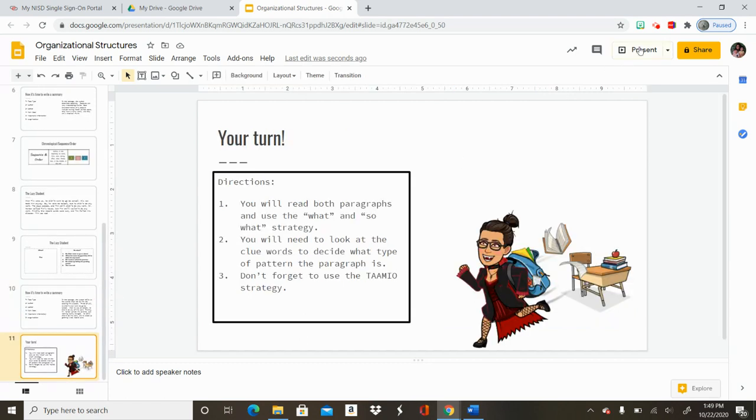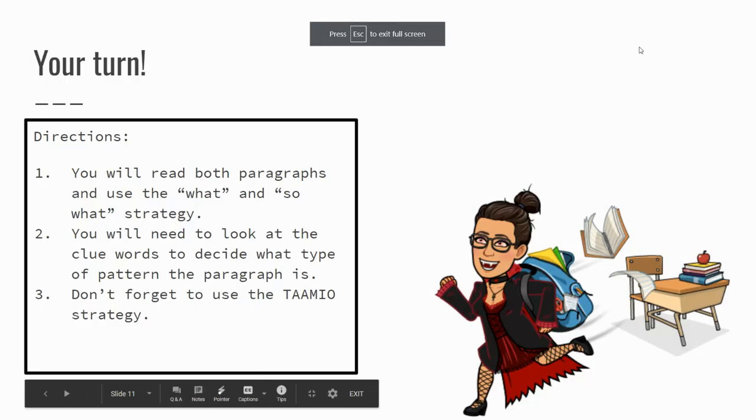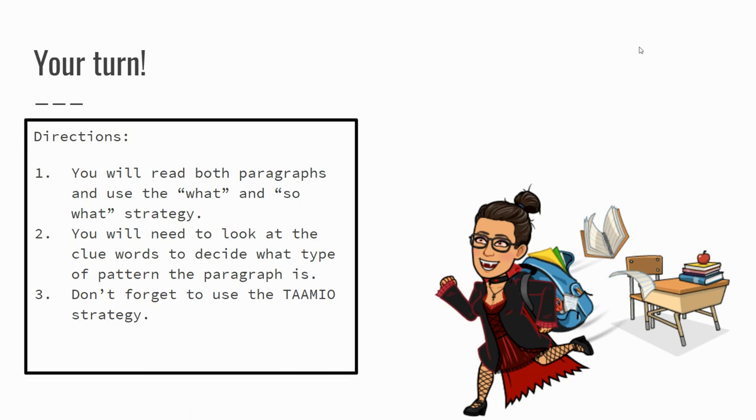Now that I have shown you two different text structures, it's going to be your turn. You are going to look at the next couple of slides, where you will find your assignment. You're going to read the paragraphs and use the what and so what strategy. I'm not going to tell you what the passages are. You're going to have to decide based on the keywords that you find. But your option is either going to be chronological or description. Then you're going to use the strategy to write your paragraph.